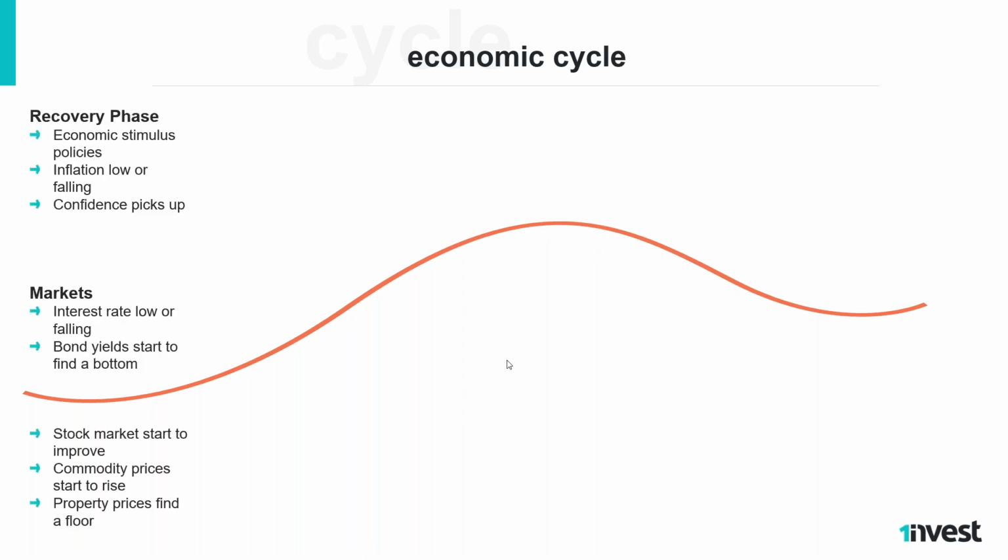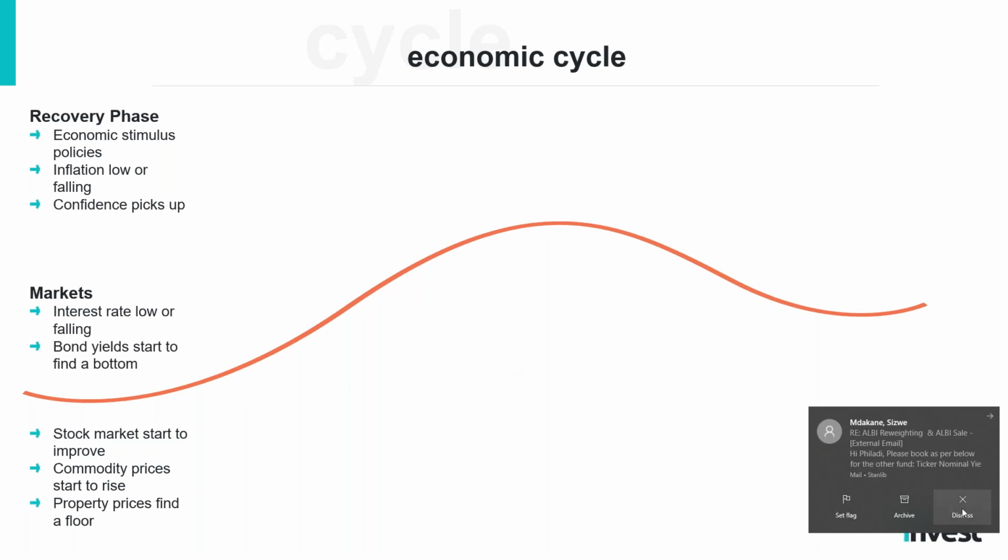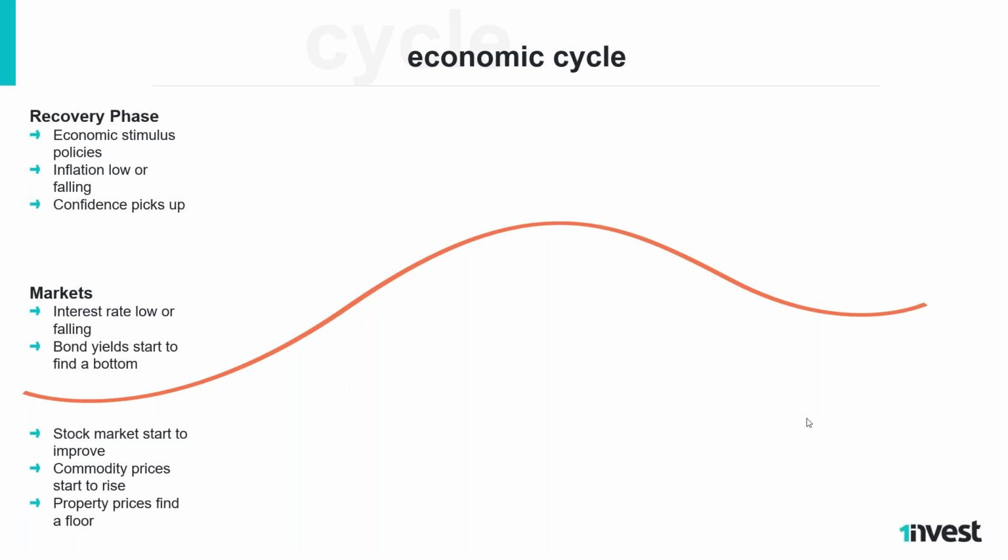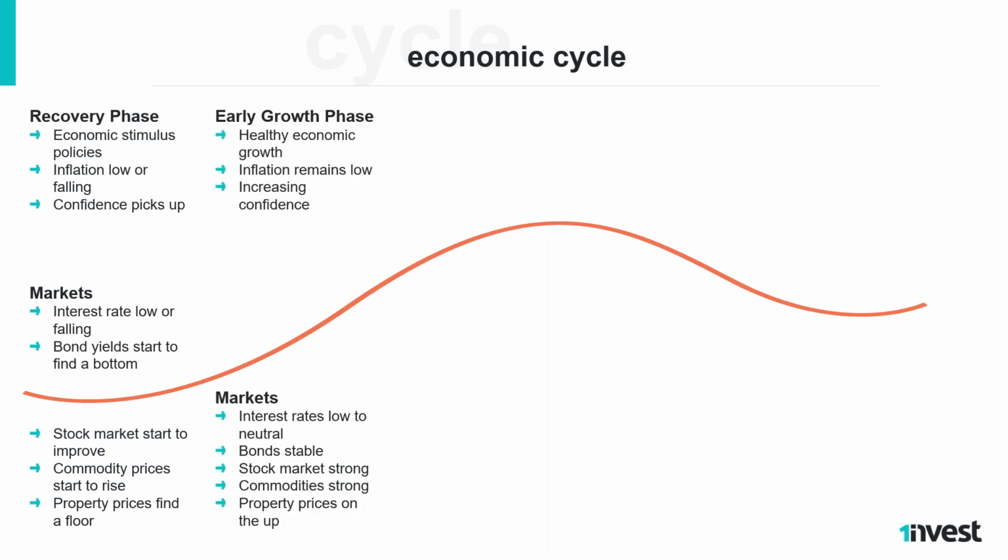If we start on the far left, this first phase would be called a recovery phase. This is a phase where we think of the worst being behind us, where there's expansionary monetary and fiscal policy coming through from government and central banks. We start to see the bottoming out of property prices. We start to see stock markets becoming a lot more attractive. Interest rates start to fall or are low at this point, which encourages spending.